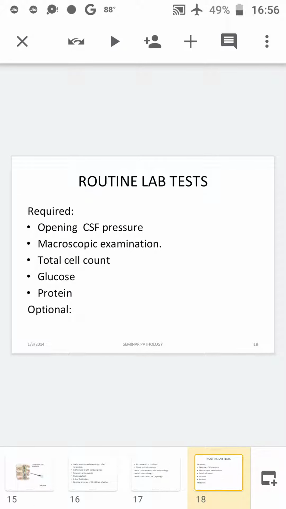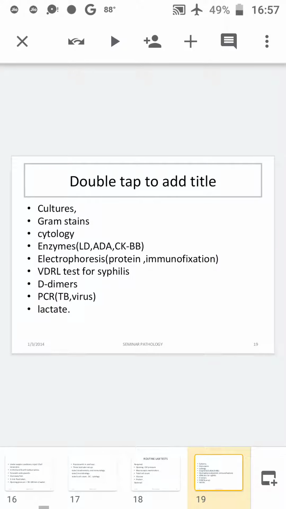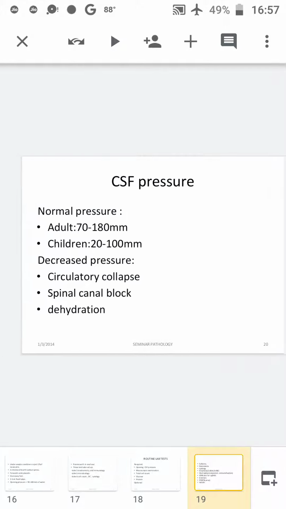Okay, so what are the routine lab tests? Normally you have to look for the opening CSF pressure when you are collecting the CSF sample. Macroscopic examination, that is look for the color, viscosity and clot formation, and then microscopically look for the total cell count, DC and cytology, and then glucose and protein estimation. The optional lab tests are culture, gram stain, cytology, enzymes, electrophoresis, VDRL test. It depends upon the physician's request.